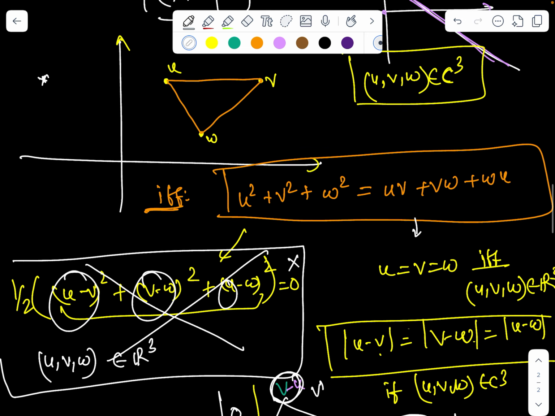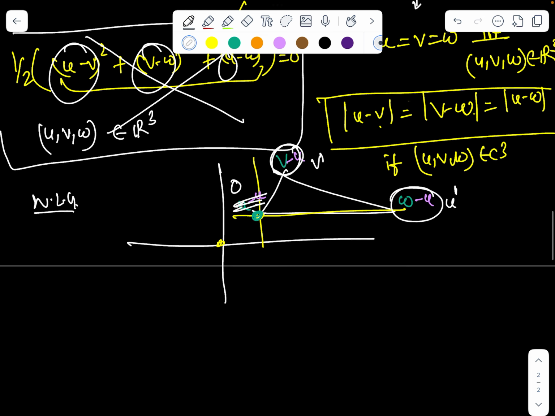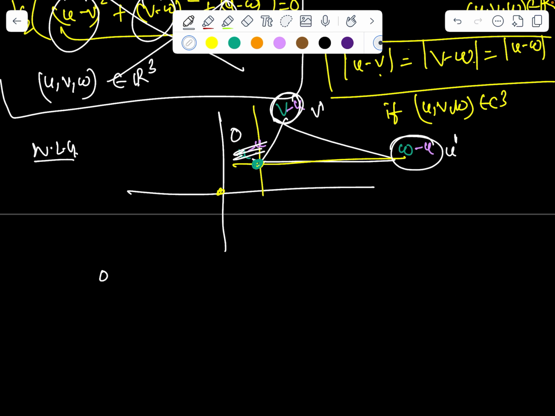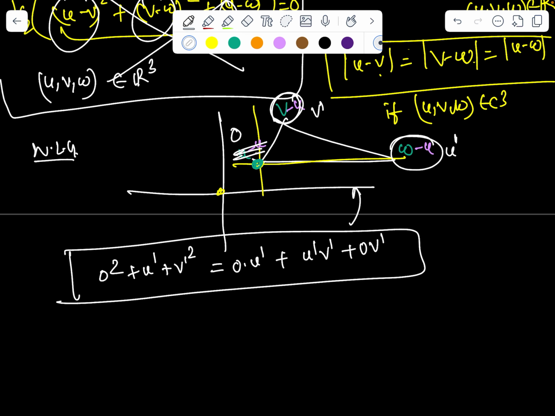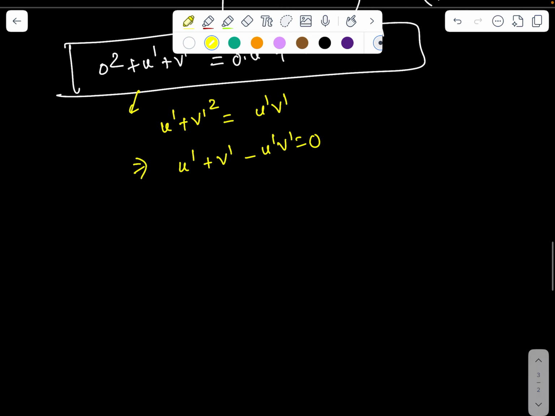So now if I can show that corresponding to 0, u dash and v dash, the relation holds, we have again three complex numbers. So 0 square plus u dash square plus v dash square, if I can show it equals 0 u dash plus u dash v dash plus 0 v dash, if this represents an equilateral triangle, it implies our u, v, w is also representing an equilateral triangle in C3, right? So how to go about it? Now we can say u dash square plus v dash square equals u dash v dash, which amounts to u dash square plus v dash square minus u dash v dash equals 0.